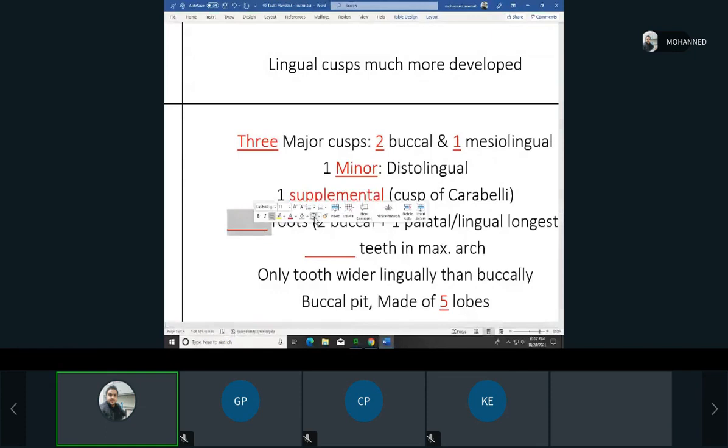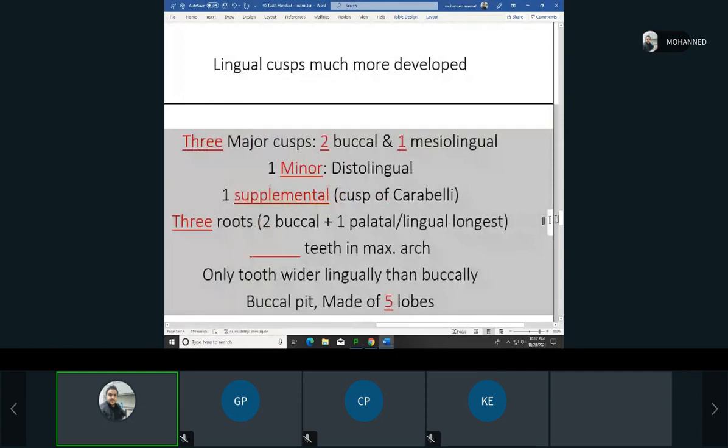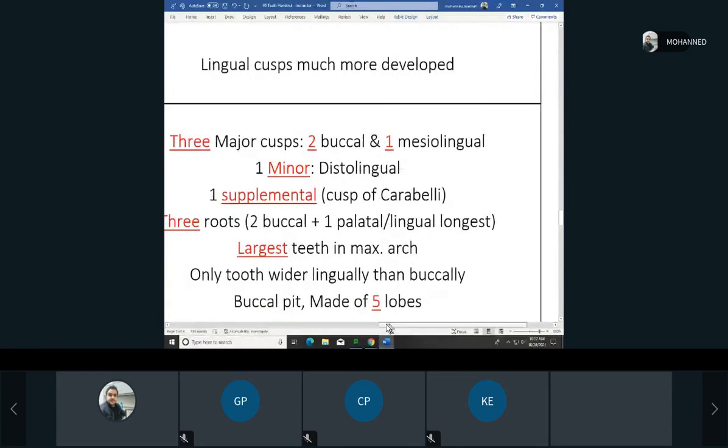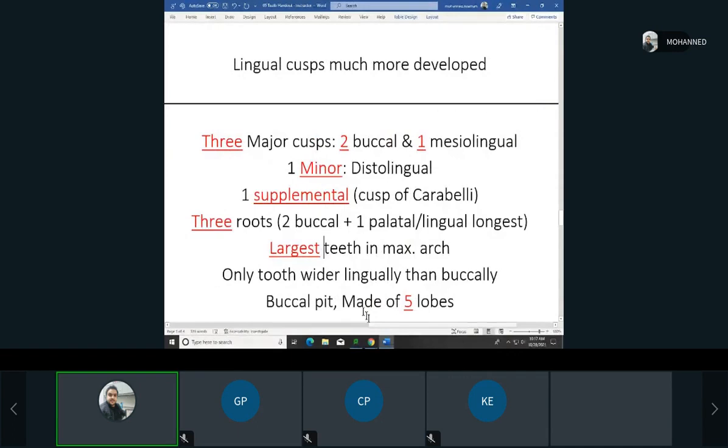How many roots? 3 roots, 2 buccal and 1 palatal, and that is usually the longest root of them all. And they are the largest teeth in the maxillary arch. Not the widest, the largest. And the maxillary first molar is the only tooth that has a wider lingual surface than the buccal.